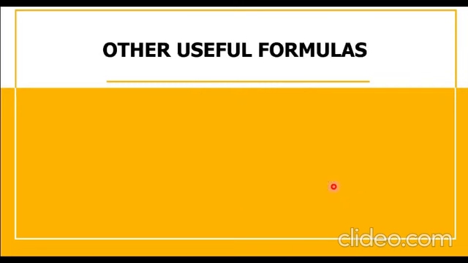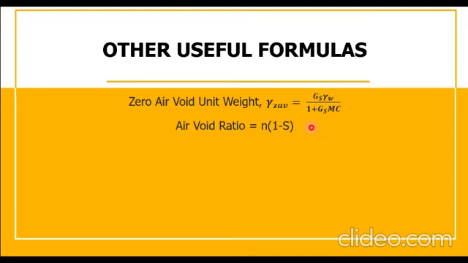So there are also other useful formulas in soil mechanics. These are the zero air void unit weight. It's equal to GS multiplied by unit weight of water over 1 plus GMC or G omega. Air void ratio is equal to N times 1 minus S, or degree of saturation. This is porosity. Air void ratio is also equal to E minus specific gravity of soil multiplied by moisture content over 1 plus E.